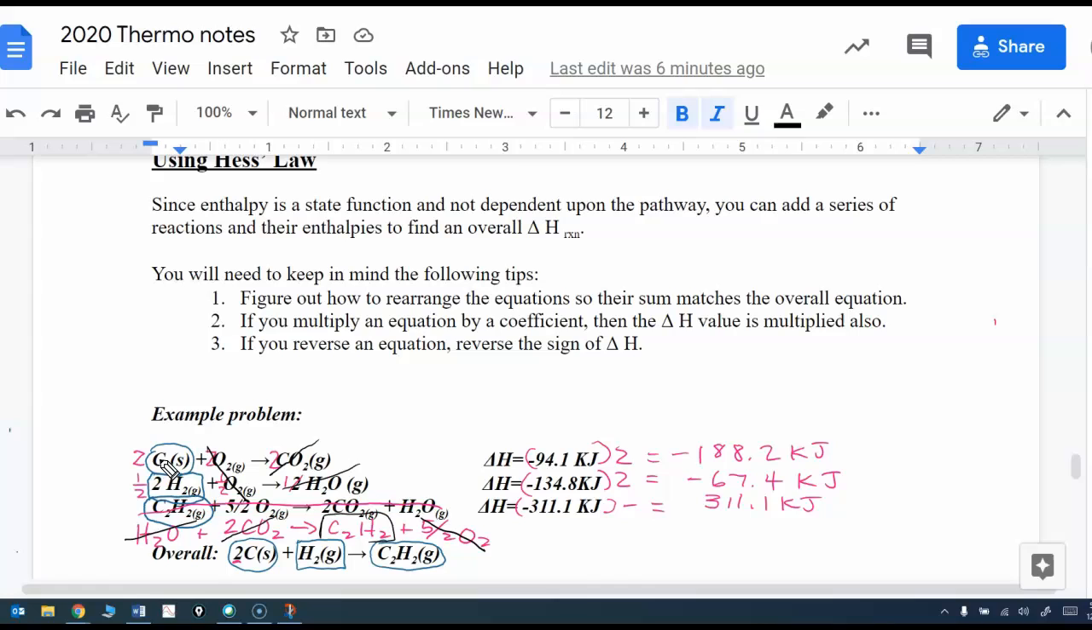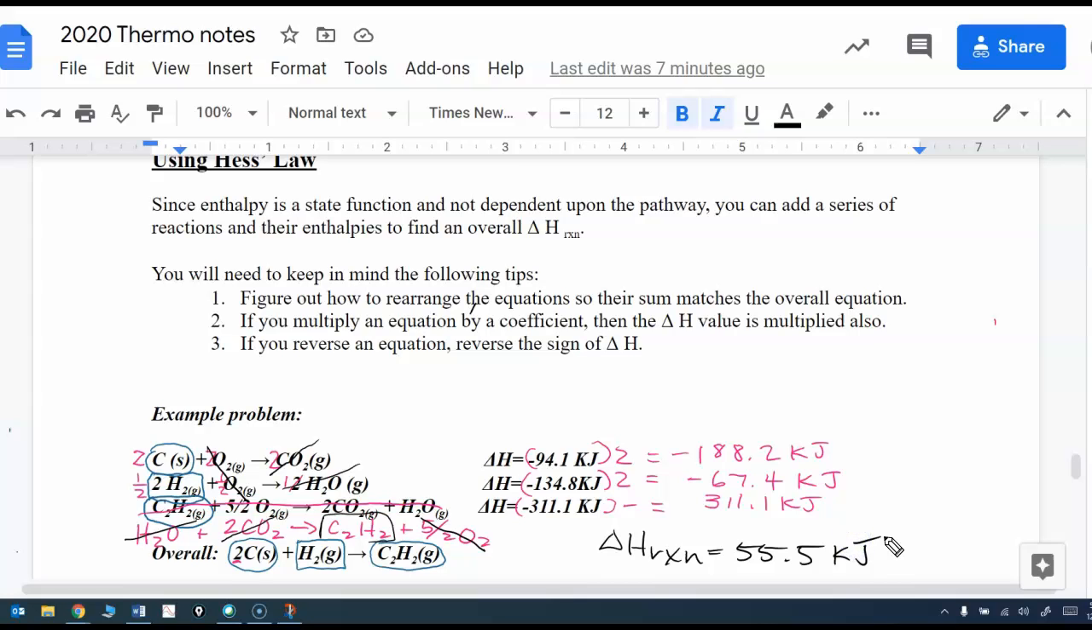So I'm going to add negative 188.2 plus negative 67.4 plus 311.1. And so my overall reaction, I sure hope I did that math right. And no, it does not look like I did. Let's try it again. Negative 188.2 minus 67.4 plus 311.1. And I'm coming out with my overall heat of the reaction will be 55.5 kilojoules. Thank goodness I finally got through that one.